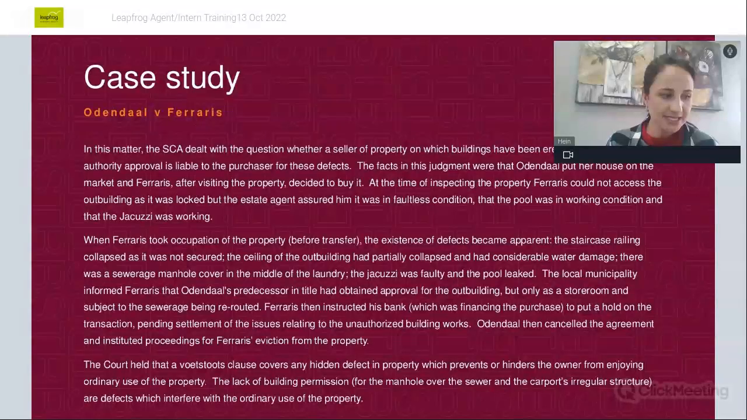In this matter, Ferraris bought a property from Oudendal, and it comes down to building plans not being in place. Ferraris went to view the property, saw the property, loved the property. But at the back of the property there was an outbuilding. The outbuilding was a pool room, with a jacuzzi in the building, and there was also a little room that they used for laundry.